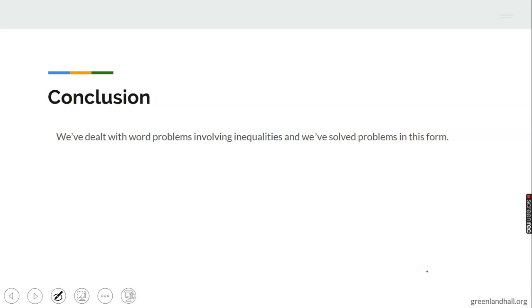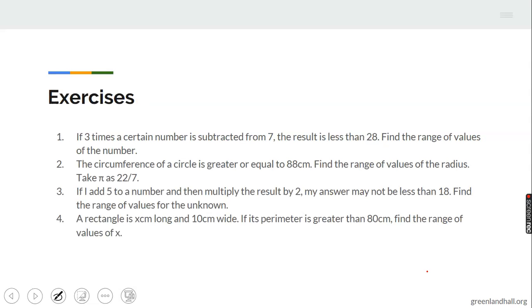So that is correct. Now, in conclusion, we've been able to deal with word problems, how to interpret word problems, and we've been able to solve problems in this form. We were able to translate from word problems to linear inequalities, and we were able to solve them accordingly. For the sake of next class, you're going to solve these exercises for me, and submit them to the email address at the first page of the screen. So do well to attempt those questions, and I'll be very glad to receive your solutions.